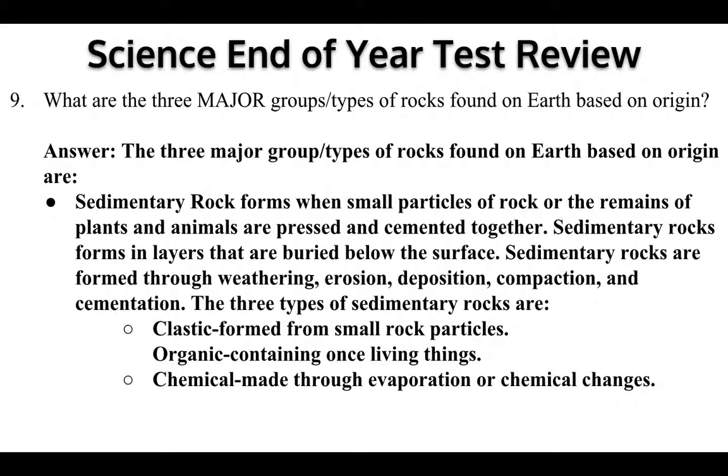Here are the three types of sedimentary rocks. Okay, clastic, formed when small rock particles are cemented, compacted, and glued together. Organic, containing once living things. And chemical, made through evaporation or chemical changes.